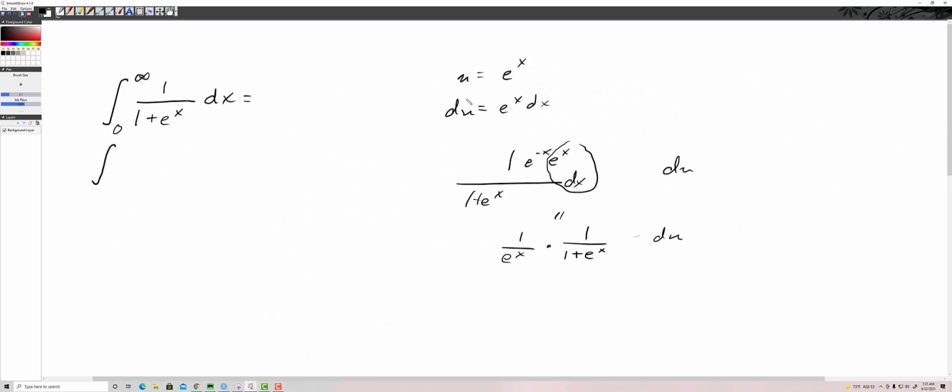The other thing I need to know is what's going to happen to my bounds. u of b is going to be u of infinity. That's going to stay right at infinity. u of a, that's going to be e to the 0, which is going to be 1. So we have infinity, we have 1. Okay? And we have 1 over u times 1 over u plus 1 du.